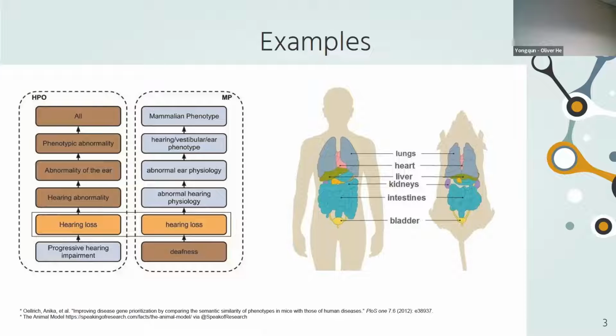Also, if we look at, for example, the mammalian phenotype ontology and the human phenotype ontology, we can find some similarity between the classes that we have here. So we have, for example, hearing loss in both ontologies.